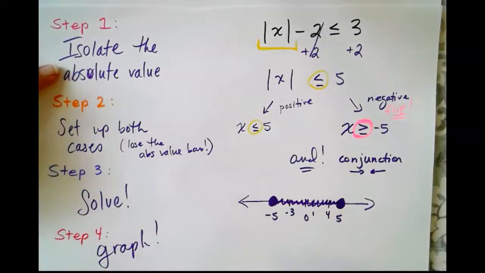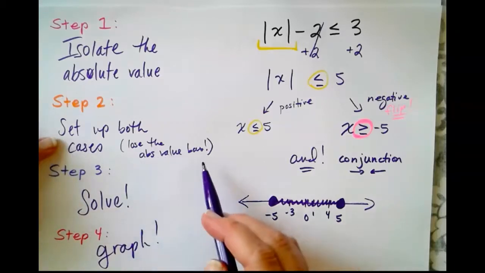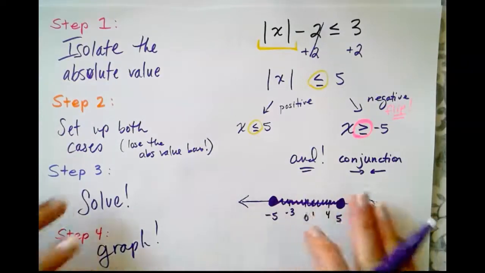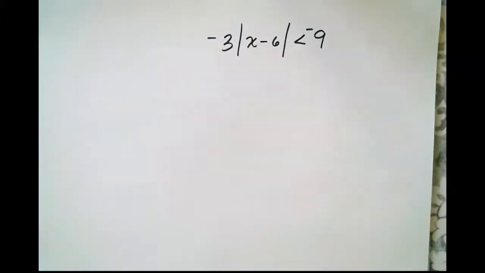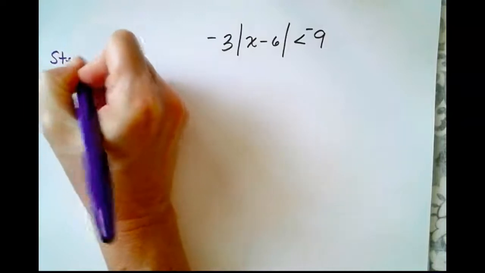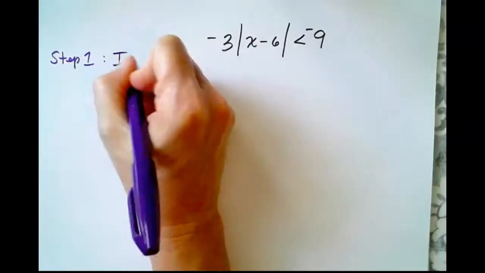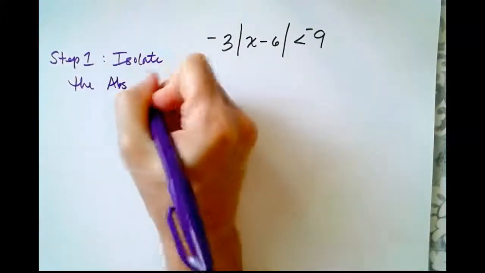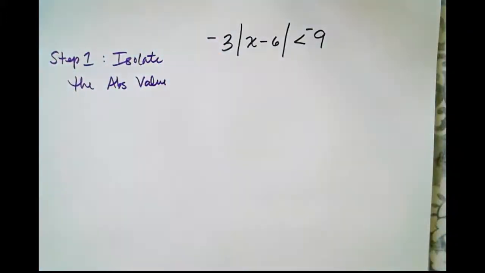So, step 1, isolate the absolute value. Step 2, set up both cases and lose the absolute value bars. Step 3, solve each of the inequalities. Step 4, graph on the number line. We're going to do it all again now. So here goes. Step 1, isolate the absolute value bars.